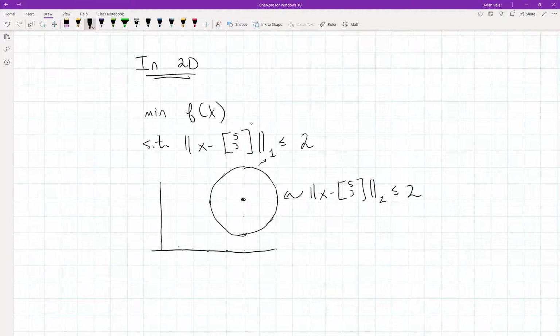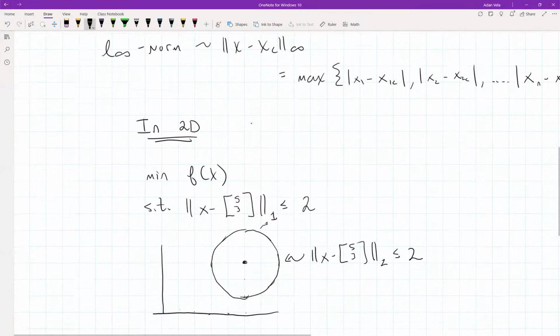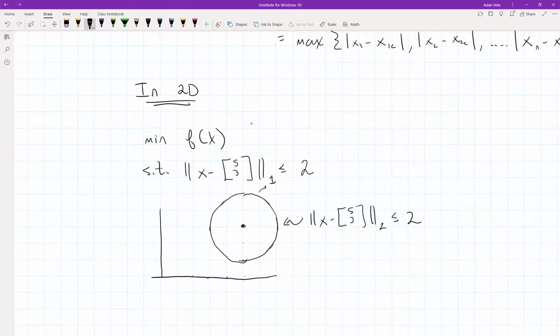Now, in our case, we want to draw the 1 norm. It's the same idea, but in fact, instead of a circle, because we're taking the sum of the absolute values, it actually looks like a diamond. So I'll draw this in green. And so the feasible region of this L1 norm is everything that's inside of this green diamond, which is kind of cool.